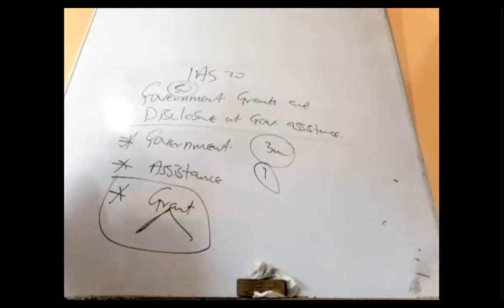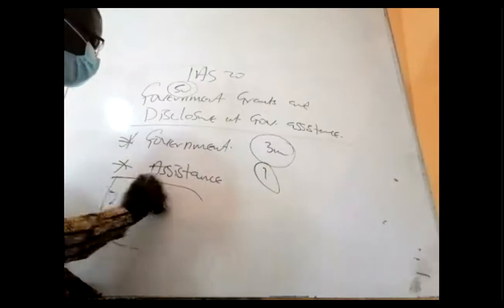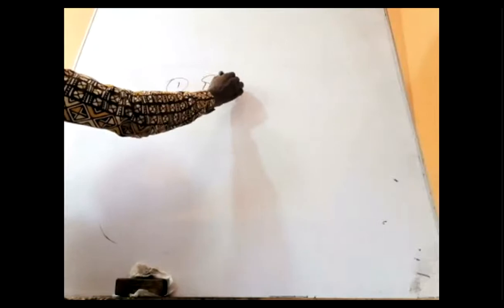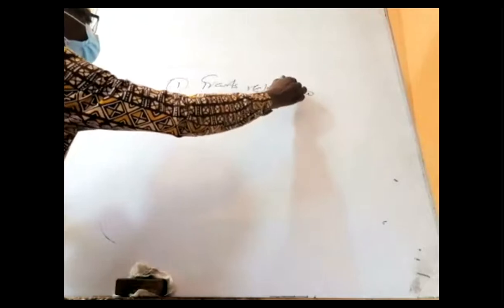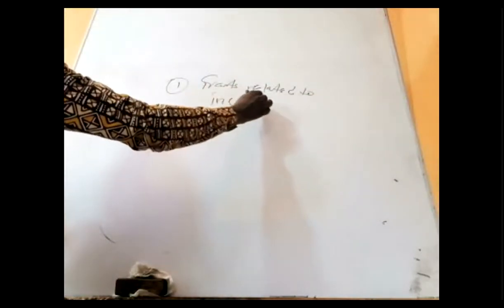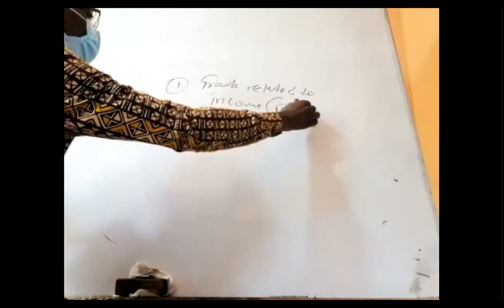I'll go straight to the accounting treatment and run through again. There are two types of grants. We have grant that relate to income and grant that relate to assets. I'll start with the income only. Grant that relate to income. You can also call it revenue grant. Types of grants. Number one, grants related to income. It's also called revenue grants.